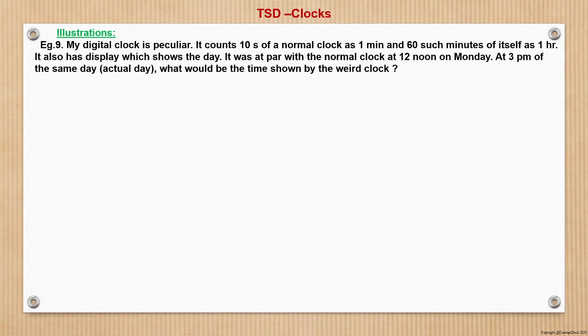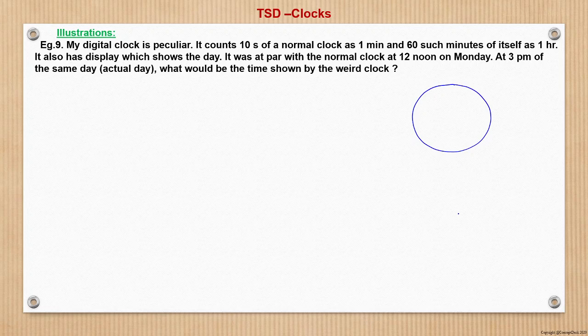Now moving to question number 9. The question says that my digital clock is peculiar. It counts 10 seconds of a normal clock as 1 minute and 60 such minutes of itself as 1 hour. It also has a display which shows the day. It was at par with the normal clock at 12 noon on Monday. At 3 p.m. of the same day, the actual time, what would be the time shown by the weird clock? Let us first try to understand the concept here.